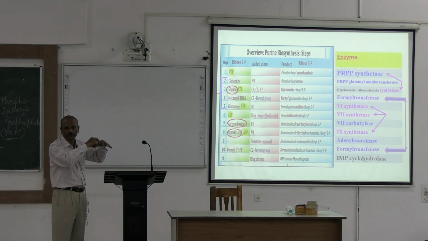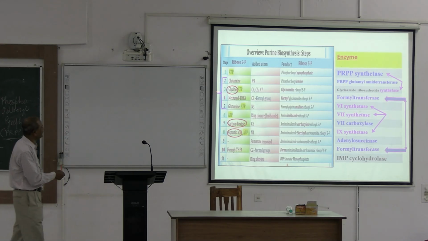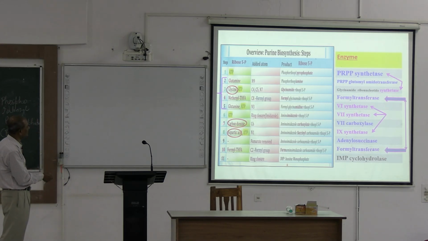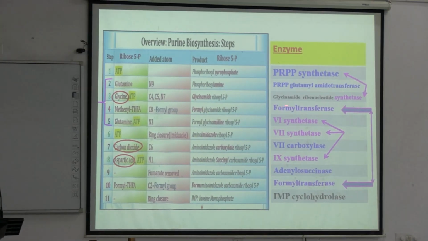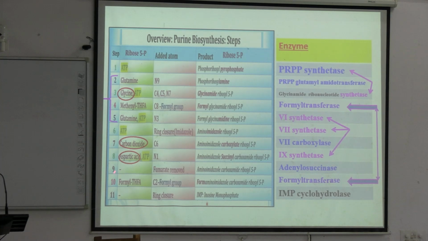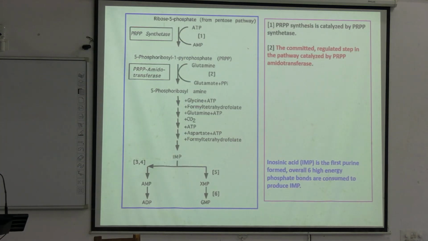So this is what I have told you. 3 amino acids, glutamine, glycine are required. Here you see, this is this stage. And carbon dioxide is added here. Methenyl group is required at 2 steps, where methenyl tetrahydrofolate is required, formyl transferase enzyme is required. So what I have said, I am now telling you the individual components as fast as possible.